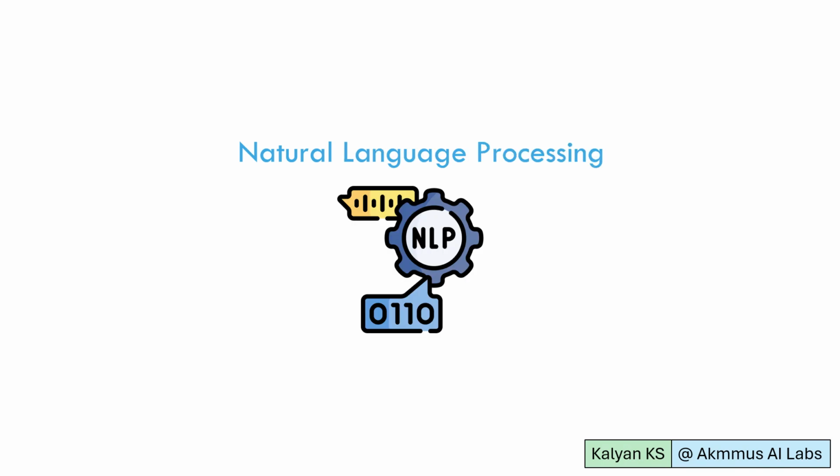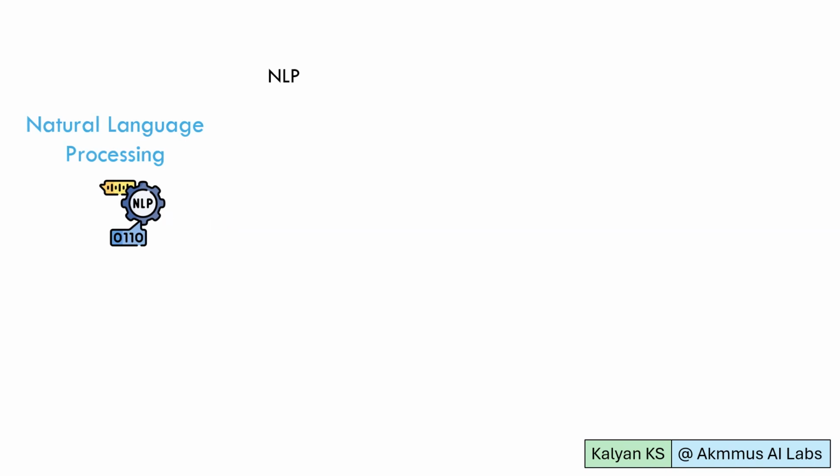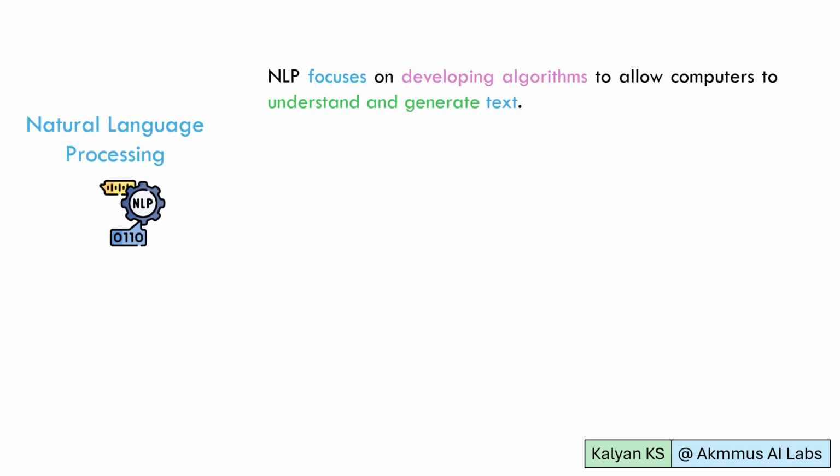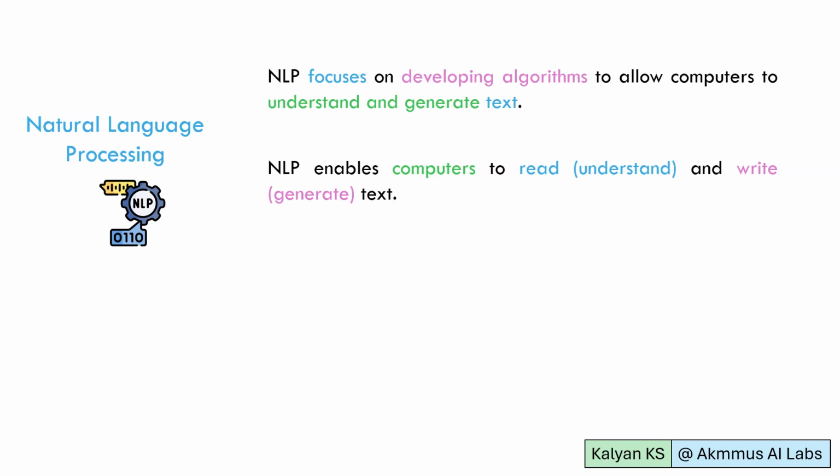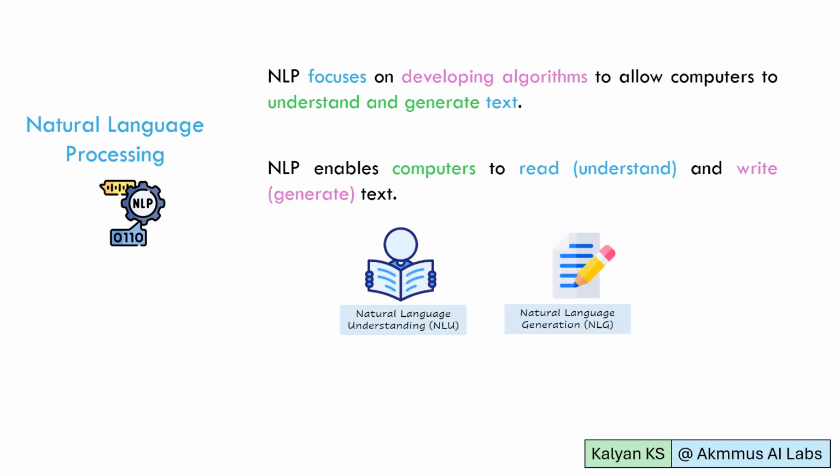Now, let us see natural language processing. Natural language processing, shortly NLP, focuses on developing algorithms to allow computers to understand and generate text. In simple terms, NLP enables computers to understand and generate text. Understanding text is technically referred to as natural language understanding, shortly NLU. And generating text is technically referred to as natural language generation, shortly NLG.